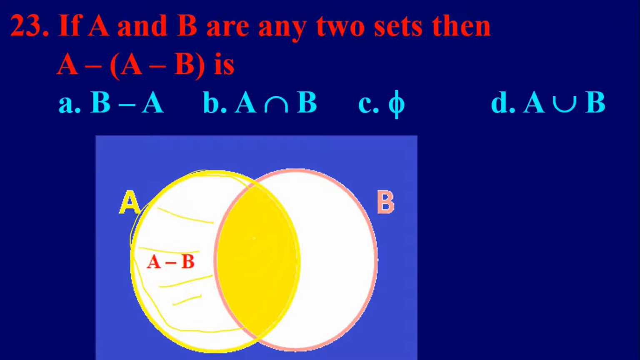Which is A intersection B. So the correct option is option B. Therefore A minus B is A intersection B. So we draw a Venn diagram to find A minus B. From set A, we have to subtract the A minus B part, so the remaining part is only this much. It is A intersection B, which is option B. So here the correct option is option B.